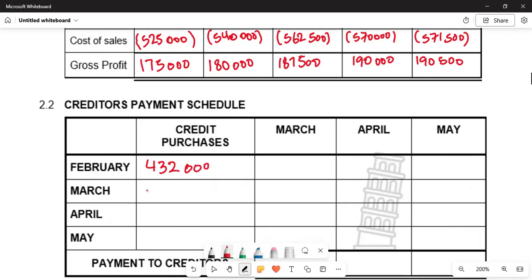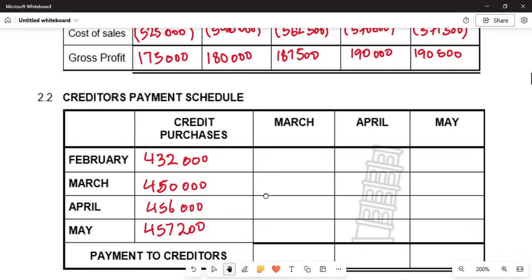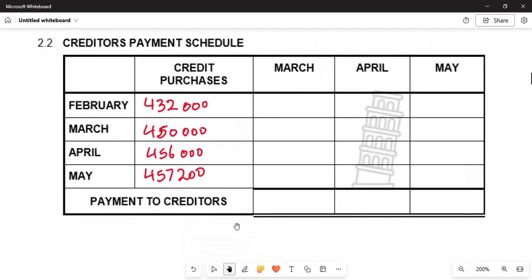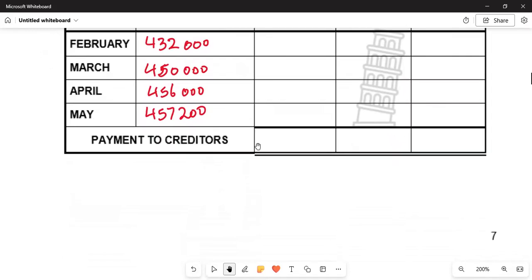432,000 for March is 450,000. April 406,000 and May 457,200. So these are our credit purchases.